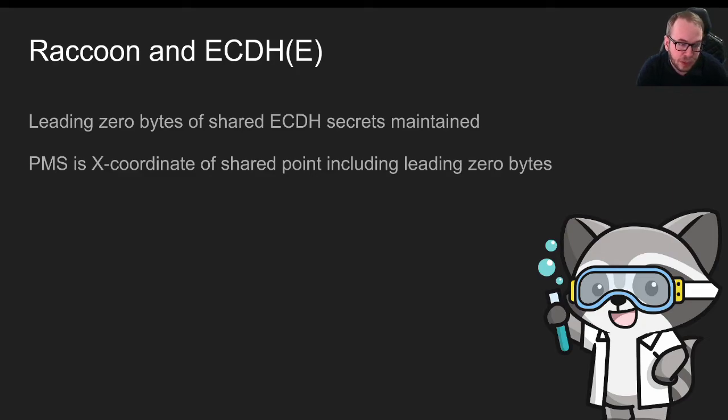So how does the Raccoon attack interact with the elliptic curve Diffie-Hellman handshake? I already said this elliptic curve Diffie-Hellman handshake is probably the way to go. And the reason is that the leading 0 bytes of the shared secret in elliptic curve Diffie-Hellman are maintained. What they do is they compute a shared point, and from that shared point they only use the x coordinate, and they keep the leading 0 bytes of that. So that is great.